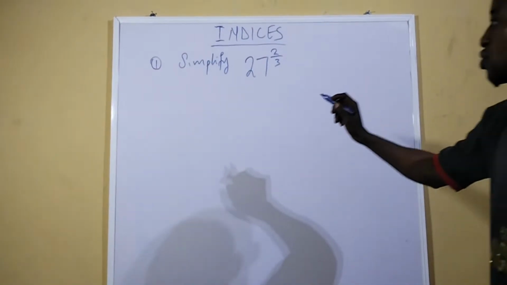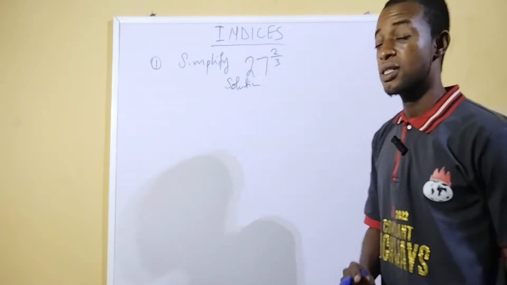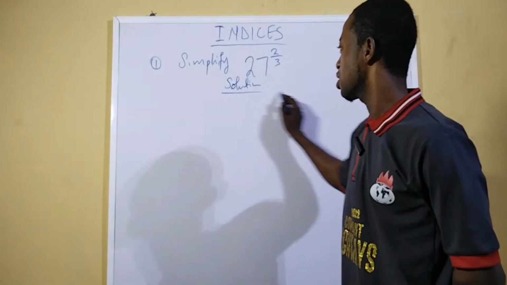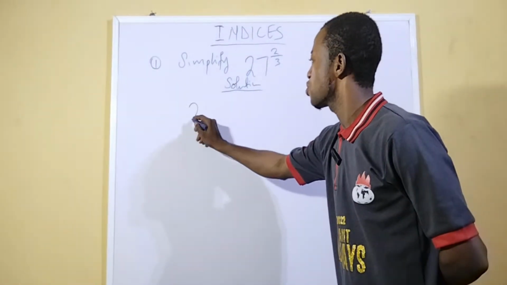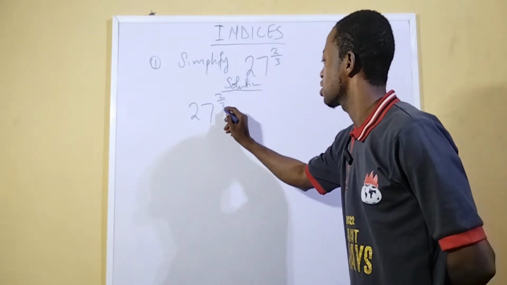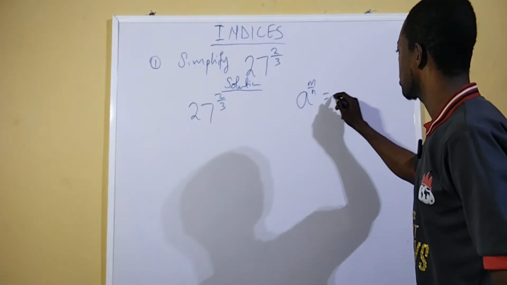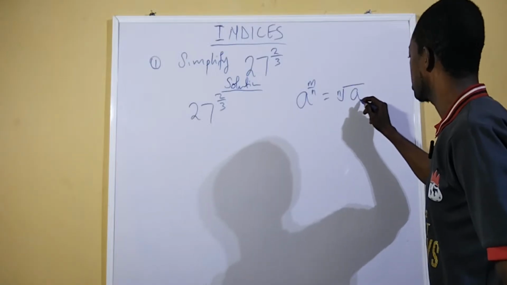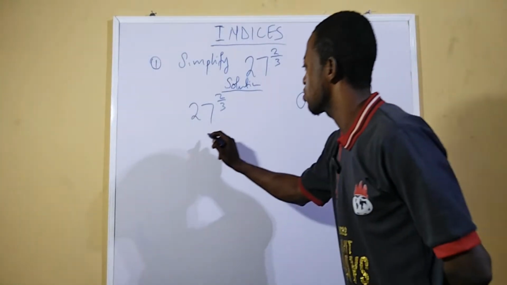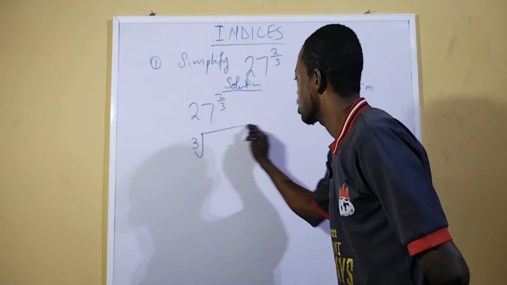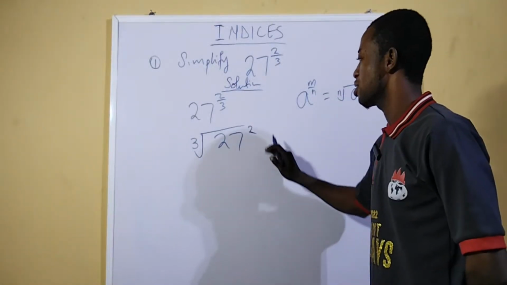Now, solution to this, from here, we can apply the law. One of the laws, that's number 6 or so, that we considered earlier. From what we have here, which is 27 raised to power 2 over 3, we can apply this law that when we have a raised to power m over n, it's the same thing as the nth root of a raised to power m. So here, this will become the cube root of 27, then squared.